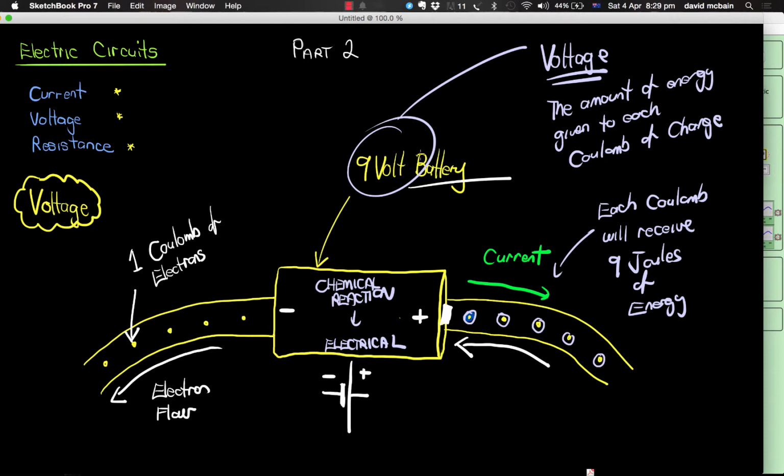If this was a 12-volt battery, then each of these coulombs, as they enter the battery, would be energized with 12 joules of energy. If it was a 24-volt battery, each of these coulombs of electrons, as they pass through the battery, would be energized with 24 joules of energy. So these electrons, as they come out of the battery, have now been energized and are flowing on their way to carry that energy to some other part of the circuit. Each of those coulombs of electrons contains 9 joules of energy.